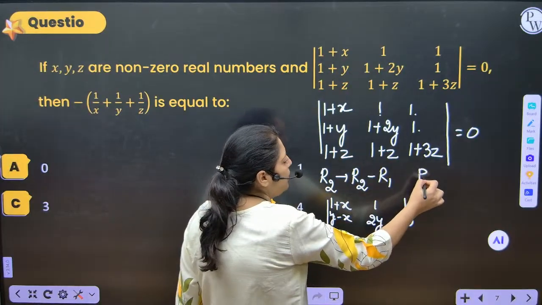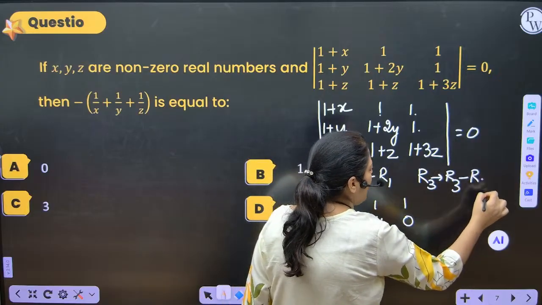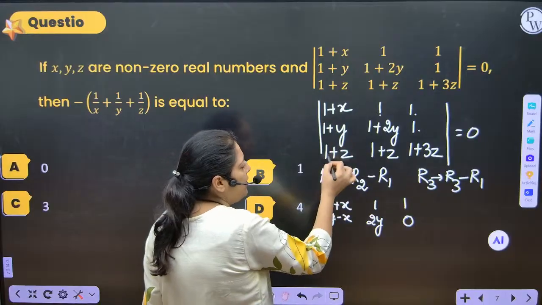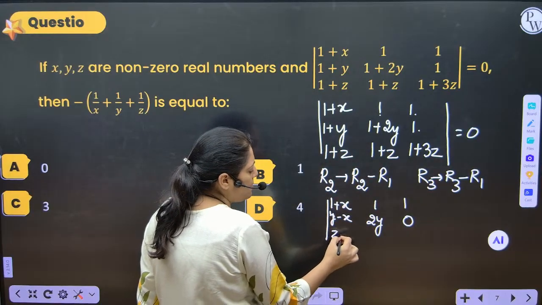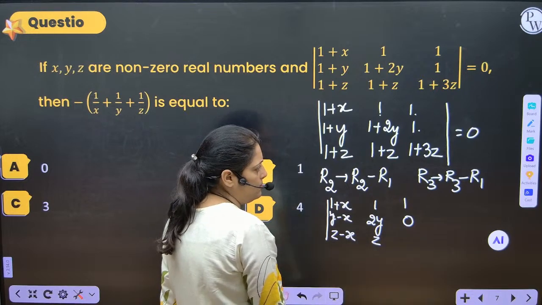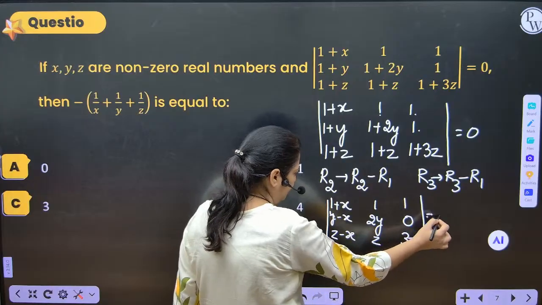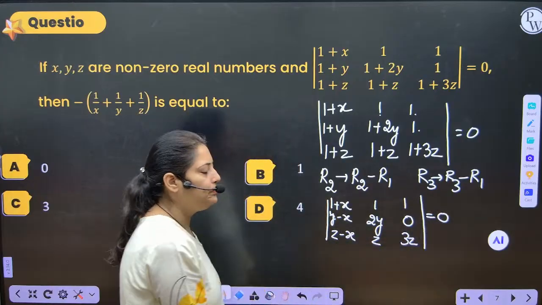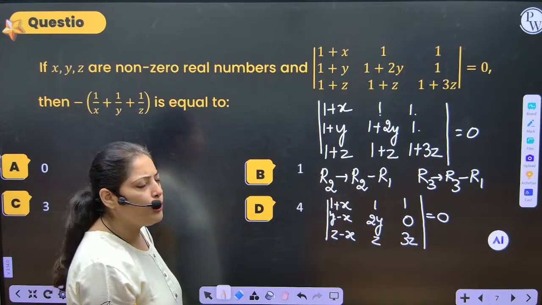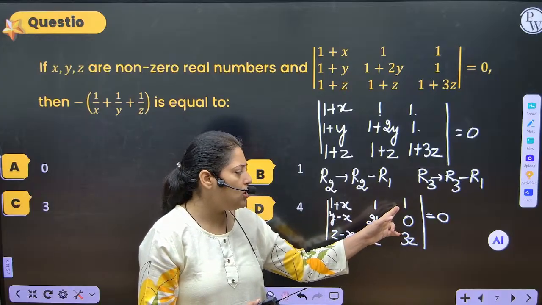Similarly, in row 3 also I can subtract row 1. So this 1 and 1 will get cancelled. It will become z minus x. It will only become z. It will only become 3z. Alright. Now one more thing I can do, I can make this term also 0.